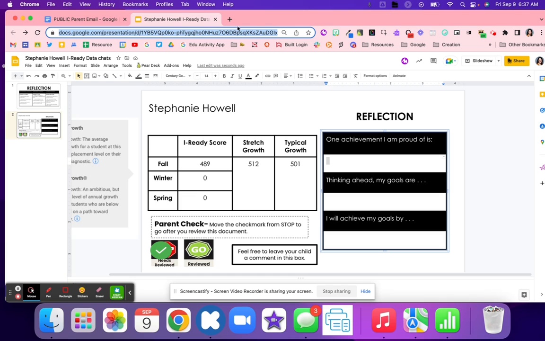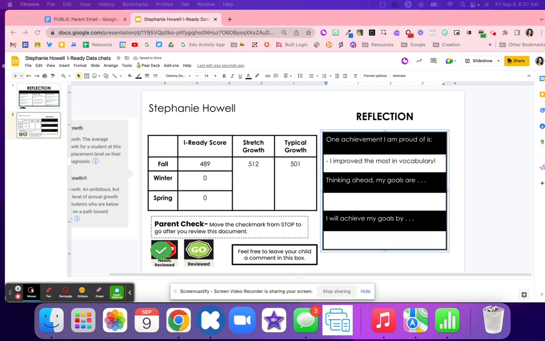So during this time, what is going to happen is your child is going to conference with the teacher and they are going to come up with some goals. So, for example, maybe a child went up in vocabulary. They're going to say, I improved the most in vocabulary. And that is super exciting, and you should totally celebrate that with your child.